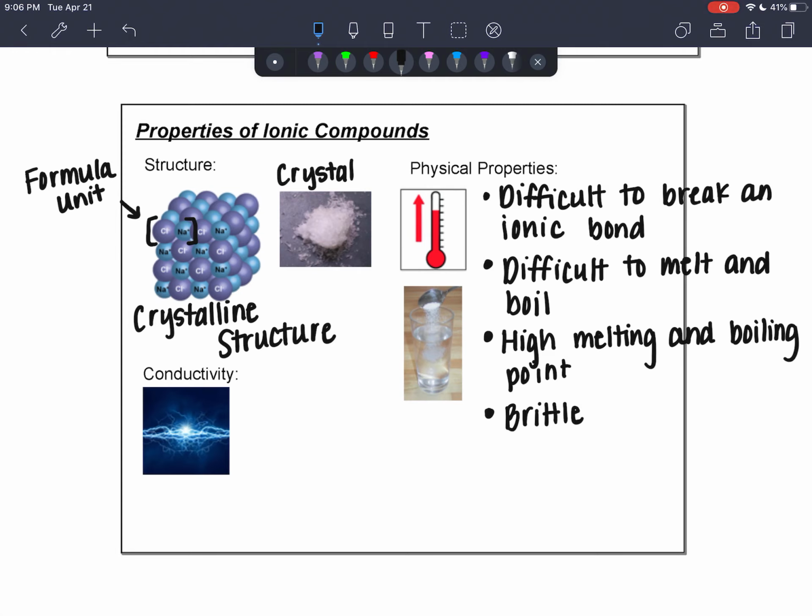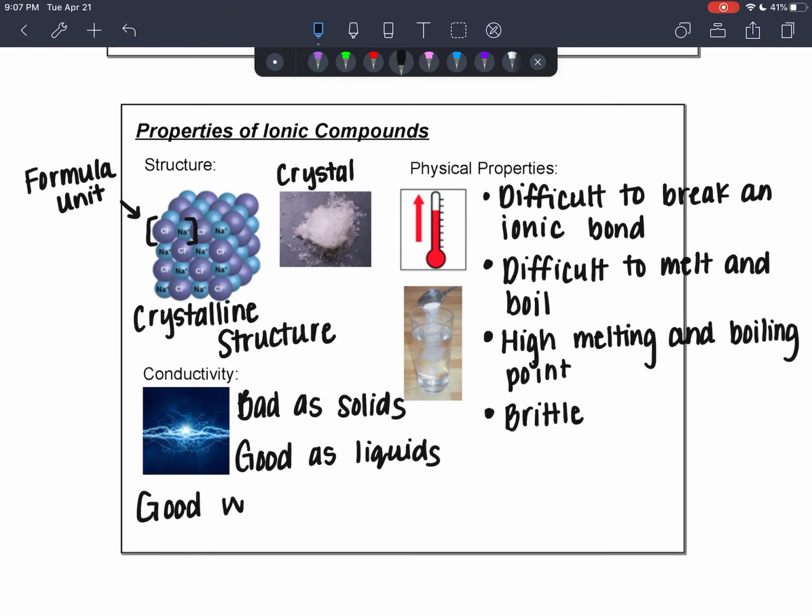Now, as far as conductivity goes, ionic compounds are kind of strange. They're very bad conductors as solids. However, they're very good conductors in two instances. They're good conductors as liquids, and they're good conductors when dissolved in water. And we'll talk more about why this is, but for now we just need to remember that ionic compounds are bad conductors as solids, but they're good as liquids, and they're good when dissolved in water.